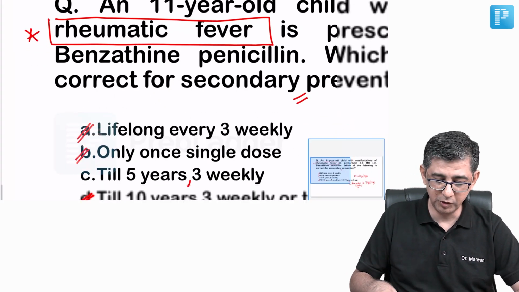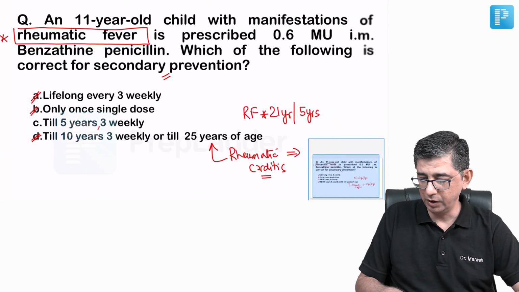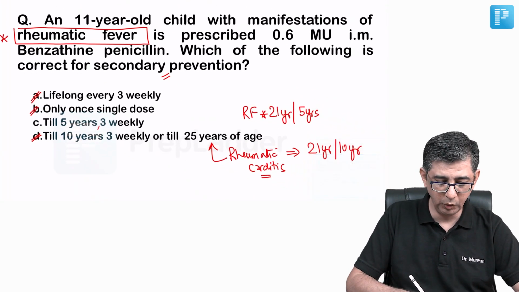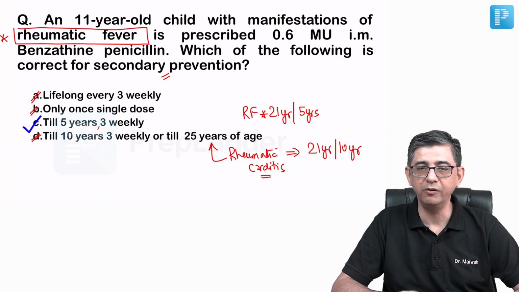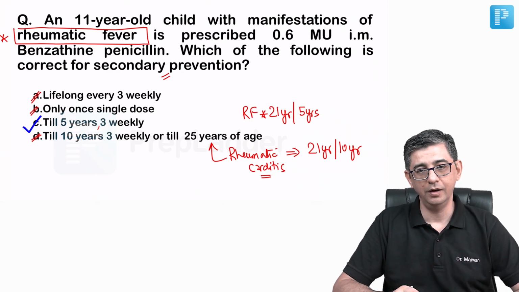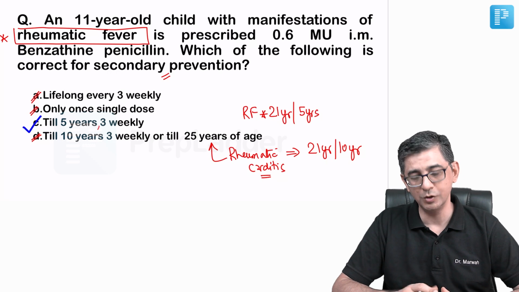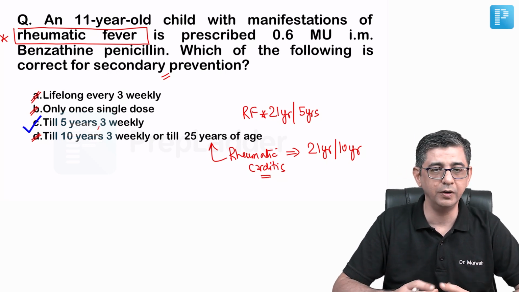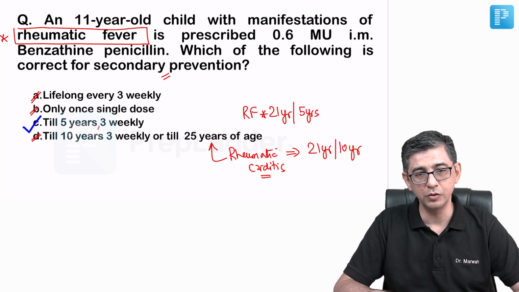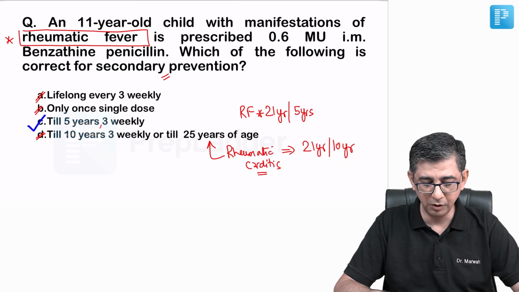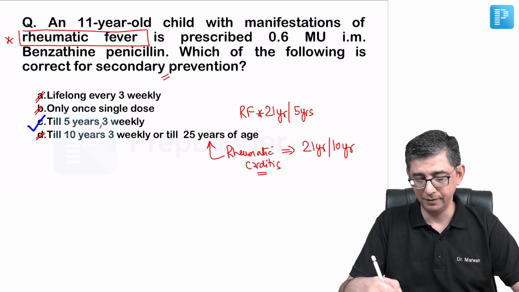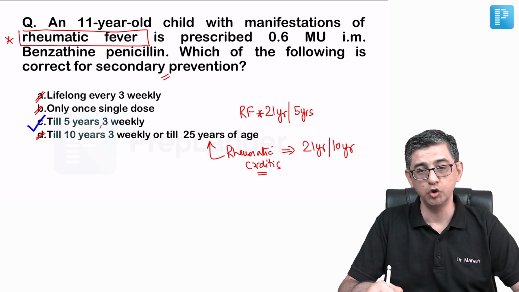So the correct answer for this would be option number C. And if there are any issues with the wording of this question, do let me know. I've done my homework and I've come here, not that I've come with some random choices. All of these are made with the help of my dear students only. So option C is till 5 years of age, 3 weekly. And one option had 25 years, which is not to be answered.